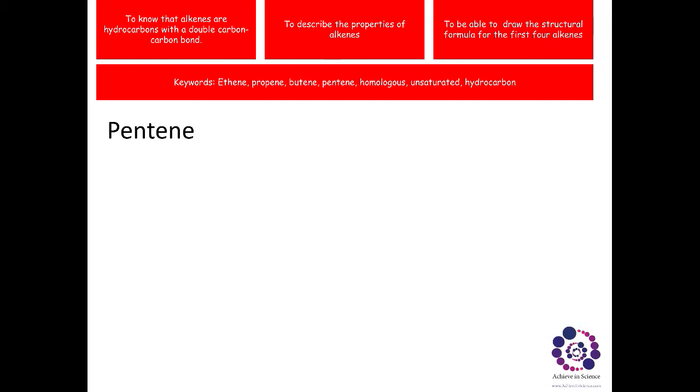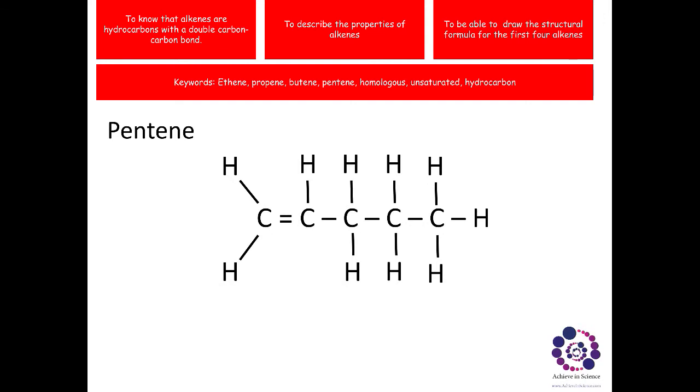Pentene. Pent means 5. Think of a pentagon in maths. So this consists of 5 carbons in a chain with one double bond between 2 carbons, everything else being a single bond.